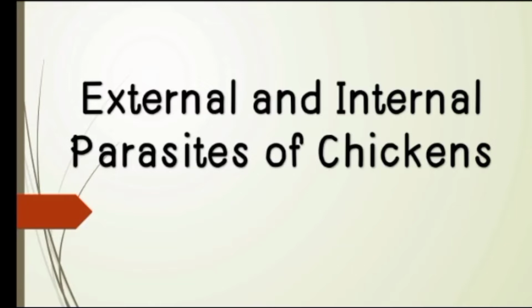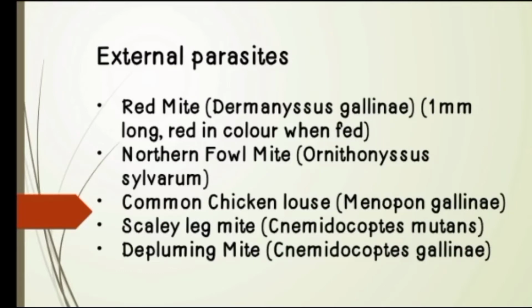External and internal parasites of chickens. The external parasites of chickens are the red mite or Dermanyssus gallinae, 1 mm long, red in color when fed, northern fowl mite or Ornithonyssus sylviarum, common chicken louse, Menopon gallinae, scaly leg mite or Knemidocoptes mutans, and the plumage mite or Knemidocoptes gallinae.